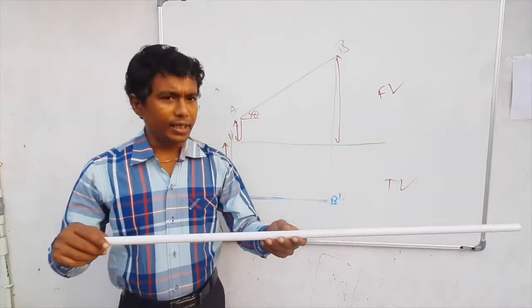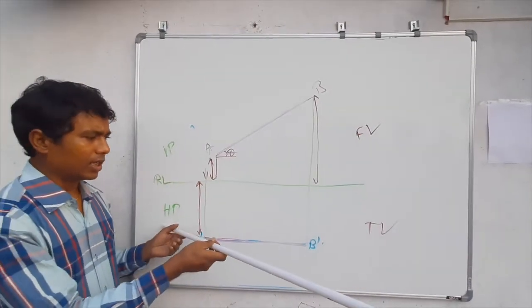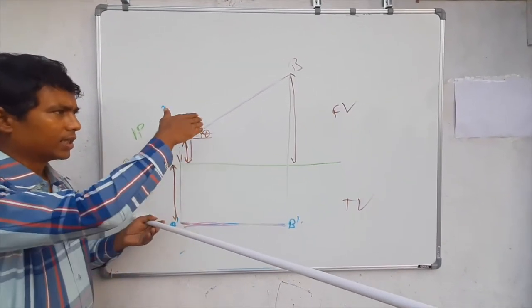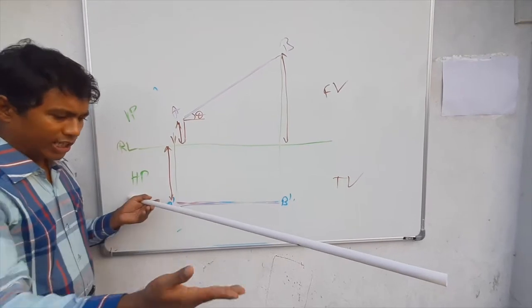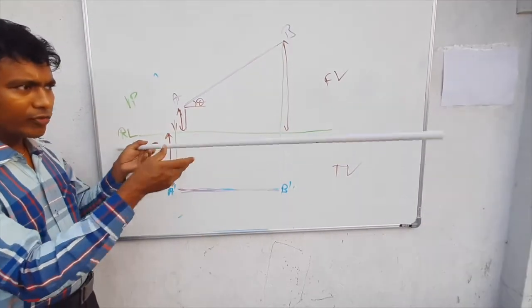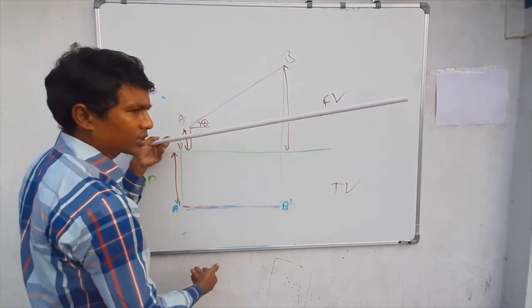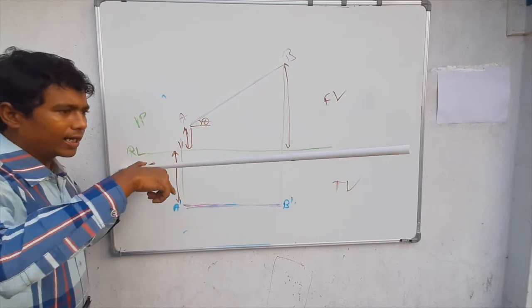Now again, other combinations: when the line is parallel to the HP and inclined to VP. Then you are getting the front view, whatever shadow you are getting, that will be parallel to reference line. But in the top view, it is the inclined line.